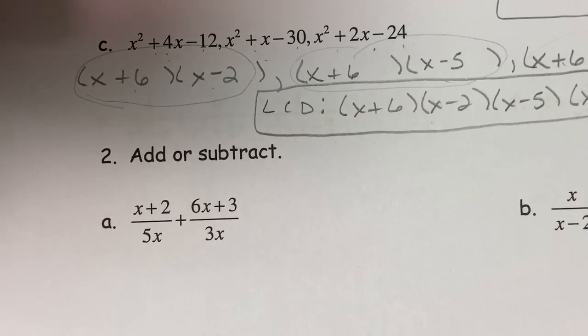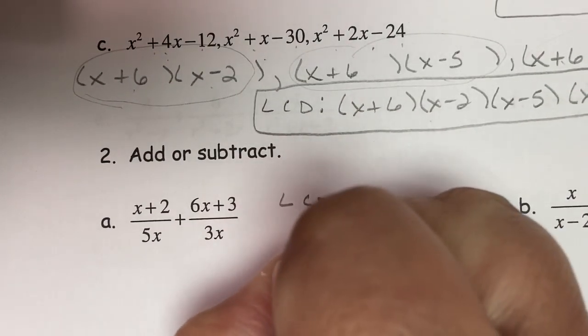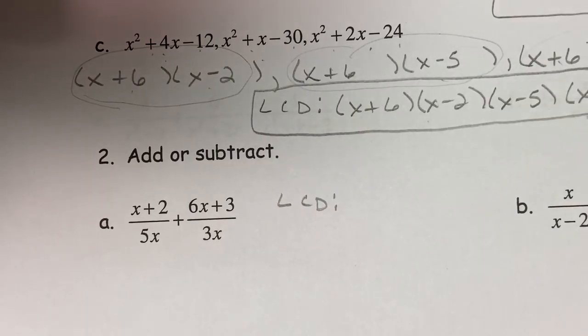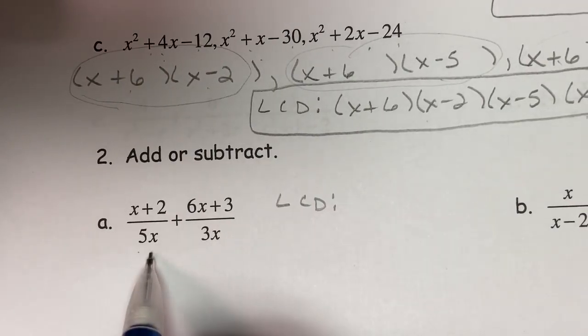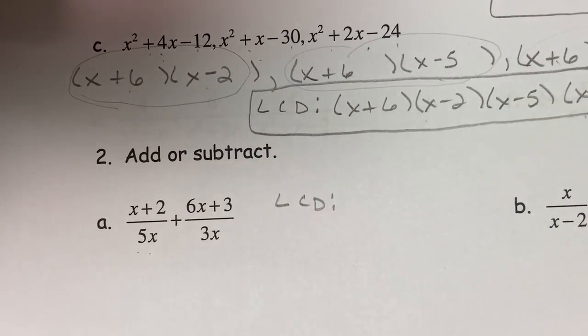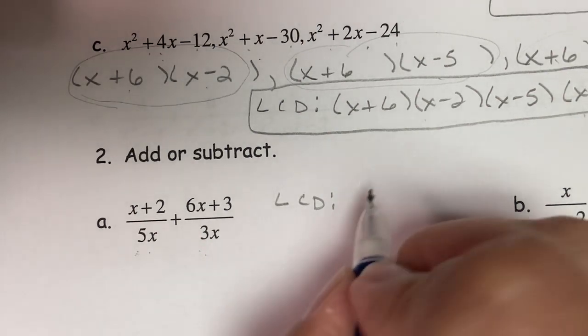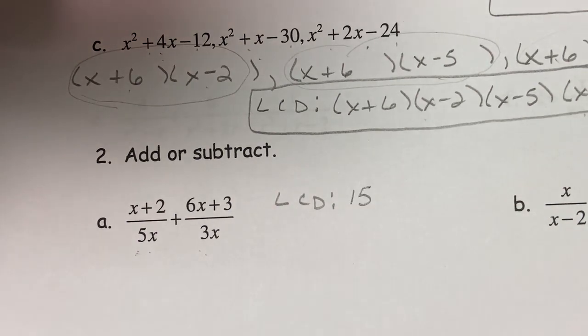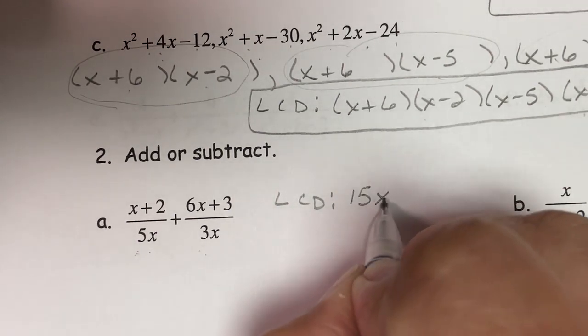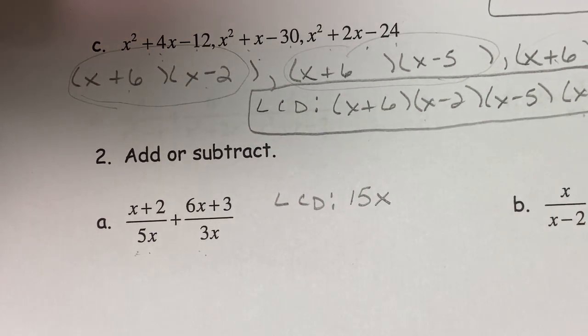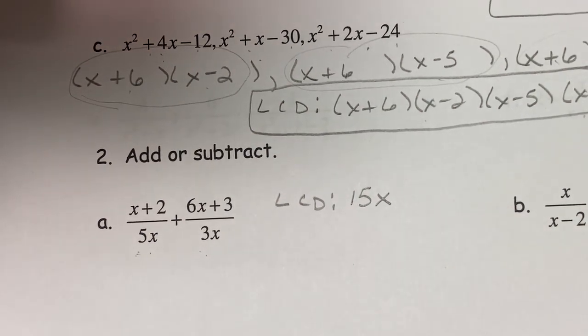So the first thing you're always going to want to do is to find my lowest common denominator. So I have 5x and I have 3x. They are not the same. So, well, if I look at the 5 and the 3, what's the smallest number that both 5 and 3 divide into evenly? That's going to be 15. And then what else do I need as part of my LCD? I need an x. That is my lowest common denominator.